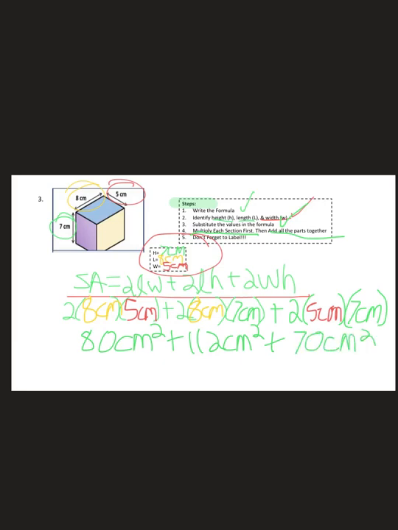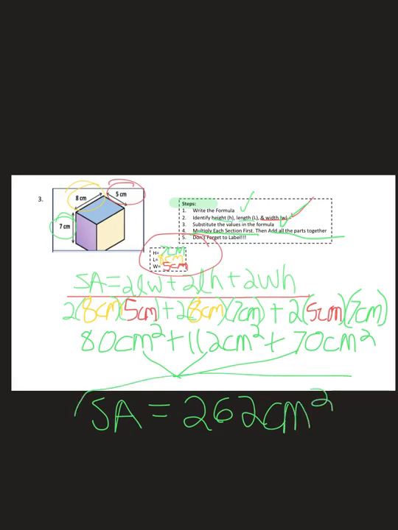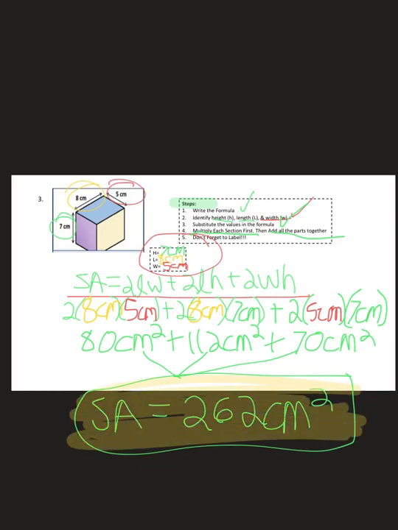So we multiplied everything. Now we need to add everything. So what's 80 centimeters squared plus 112 centimeters squared plus 70 centimeters squared? That will give you a total of 262 centimeters squared. So if you plug that into your calculator, that's the answer you should have got. So the surface area of this rectangular prism is 262 centimeters squared. Remember, that's how much wrapping paper we can wrap around this box. Also, don't forget to label or you will lose points.